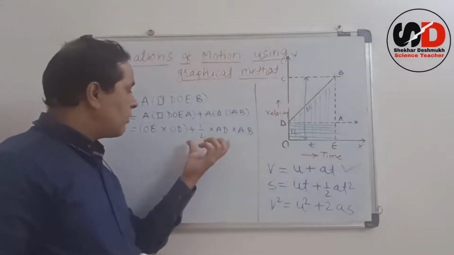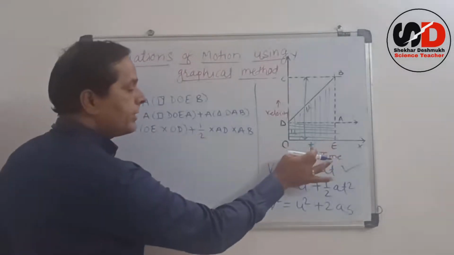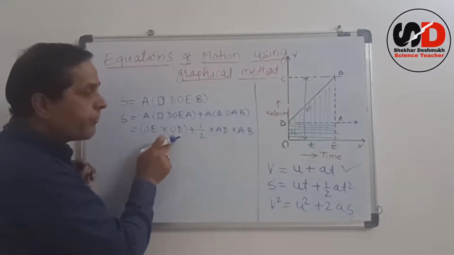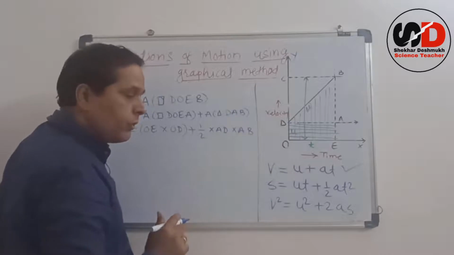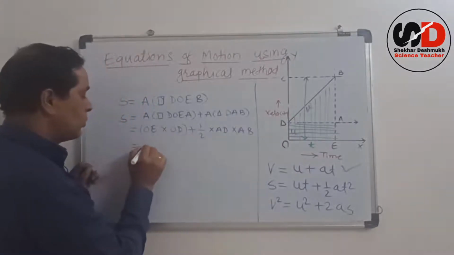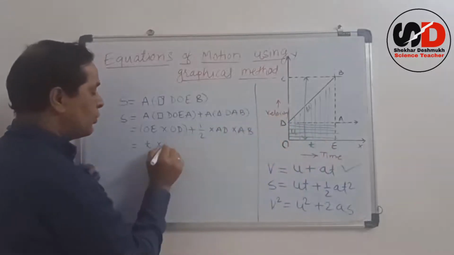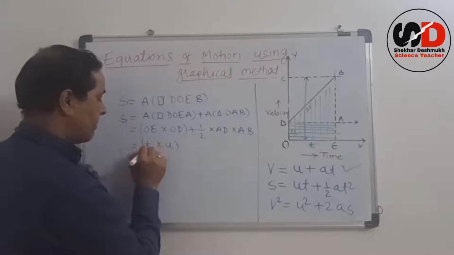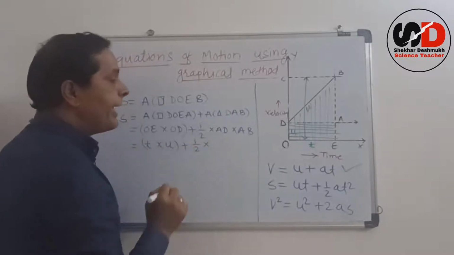So put the values of this. We know what is OE. OE is nothing but T. What is OD? OD is nothing but the initial velocity U. That we know. So put the values. So T into U plus 1 upon 2 into AD.